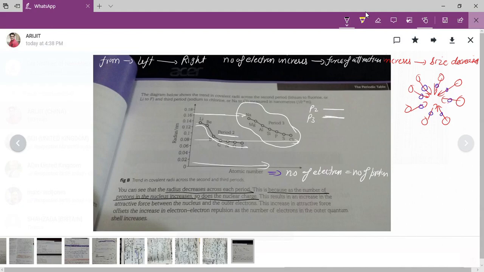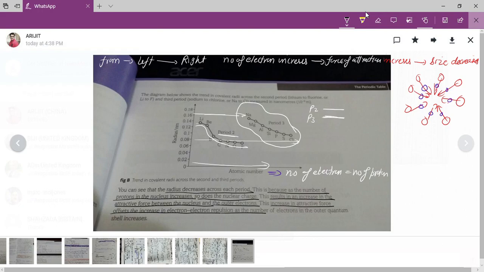Now you can see that this results in an increase in the attractive force between the nucleus and the outer electron. Thank God it is also written in your book. And this increase in attractive force offsets the increase in electron-electron repulsion. What do we mean by electron-electron repulsion specifically?